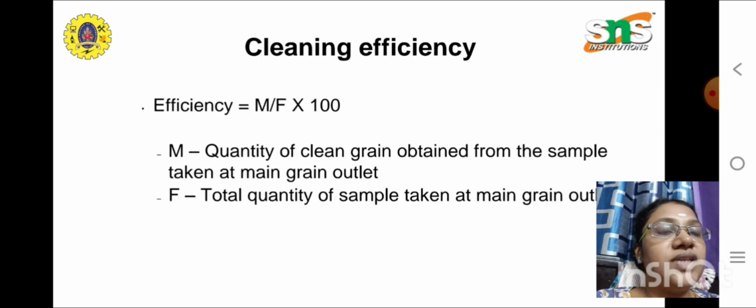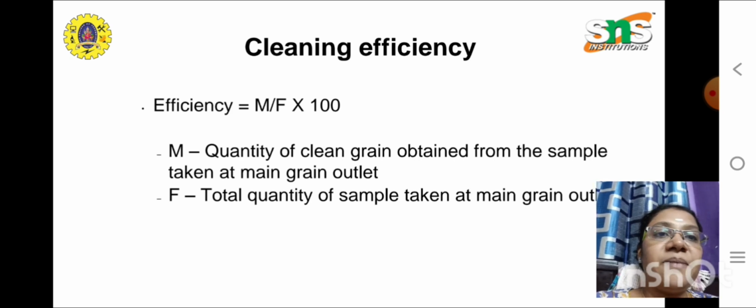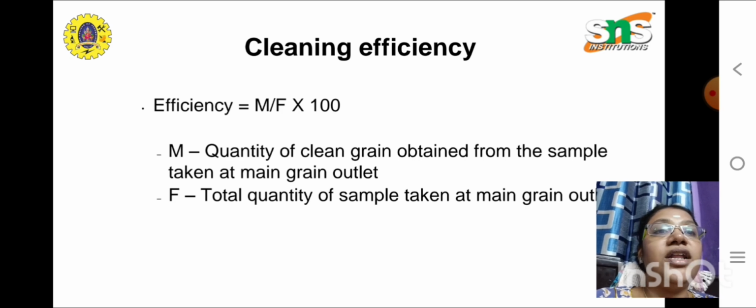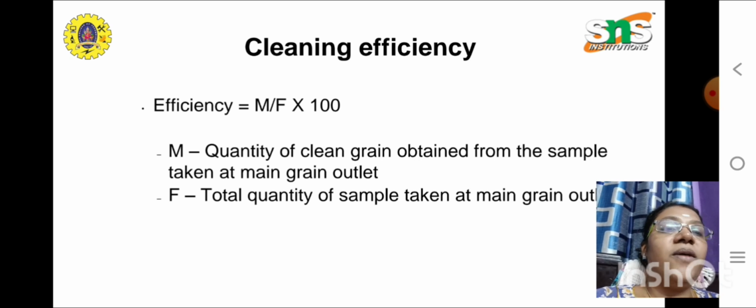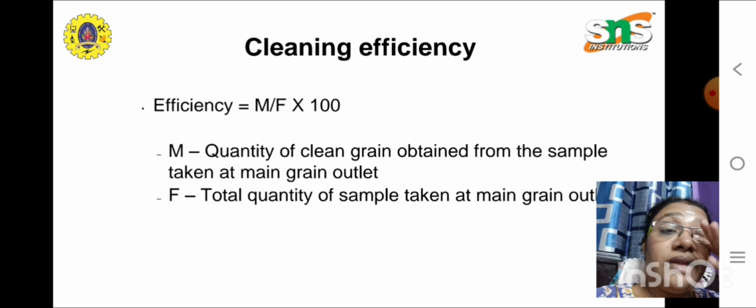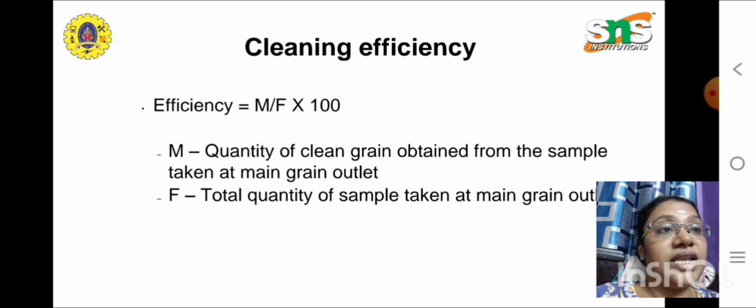Then at last we have to calculate the cleaning efficiency also, that is M by F into 100. M is the quantity of clean grain that we get from the sample taken from the main grain outlet. F is the total quantity of the sample that we have taken. By dividing the cleaned sample by the total sample and multiplying by 100, we get the efficiency of how much grain is being cleaned.